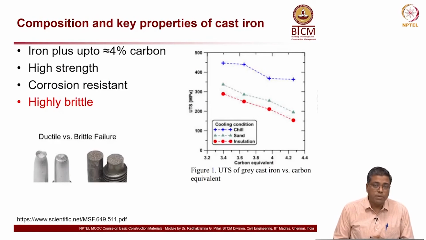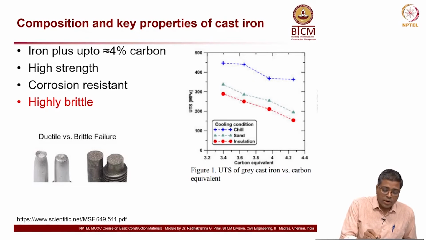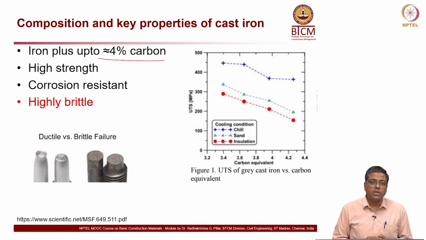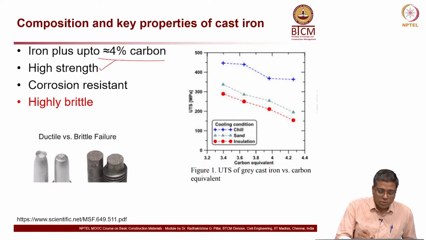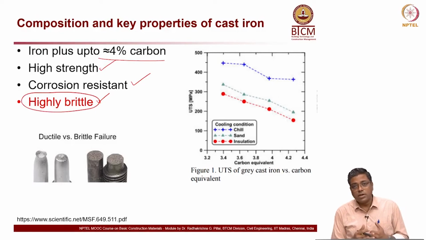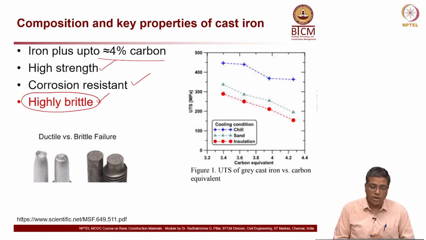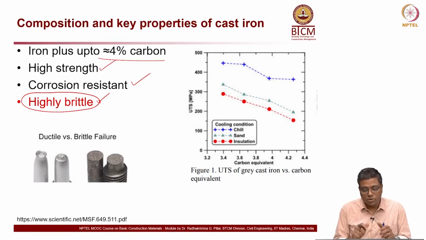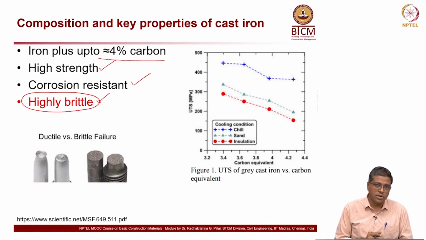Now, composition and key properties of cast iron: iron plus up to about 4% of carbon, that is the key ingredient which gives it its properties, and because of this you get high strength and high corrosion resistance and high brittleness. So, this is the problem. Okay. High strength and high corrosion resistance are very good, but high brittleness has a lot of implications, like catastrophic failure, etc., because you will not get any warning that the material is about to fail. So, that is a major problem with this cast iron.